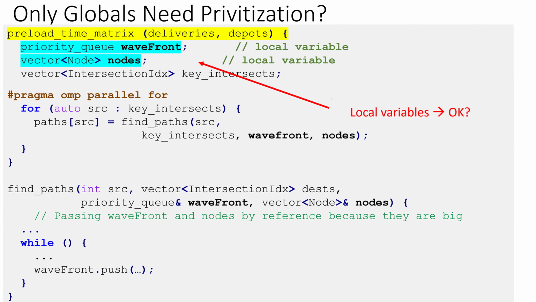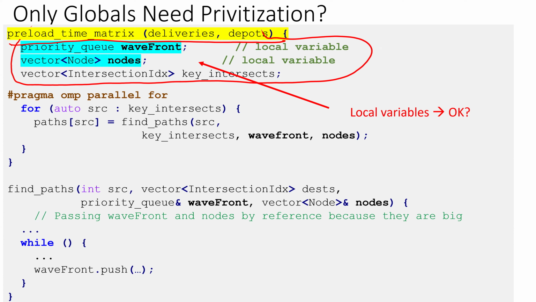Okay, another question. So I've been talking about globals. Let's say I'm a bit better programmer and I didn't use global variables so much. So these are local variables. I made a function called preload time matrix, and basically I now make local variables. I make my priority queue, I make my nodes vector. So not global anymore. Is this okay? Do you like this or not? No, this is still not okay, right?